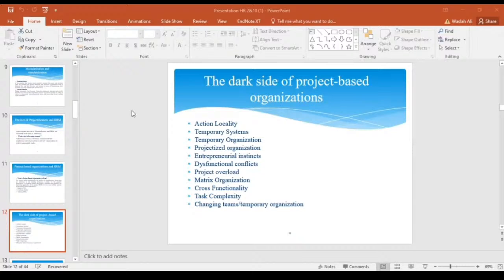Task complexity. It includes feeling chaos and uncertainty in the organization that affect the organization's projects highly. The next challenge is the temporary organization: lack of trust and social connectedness and corrosion of character.